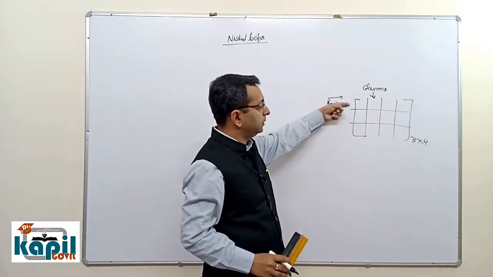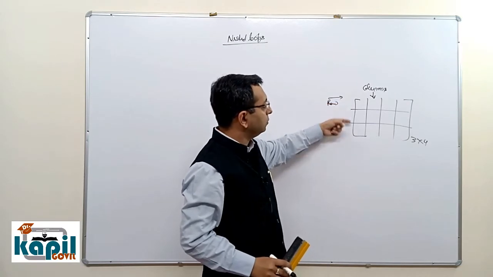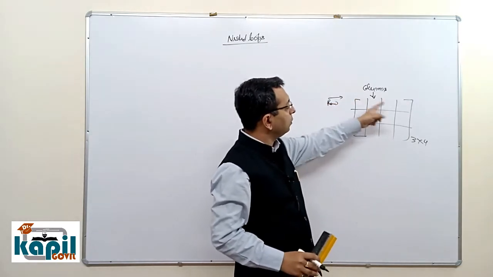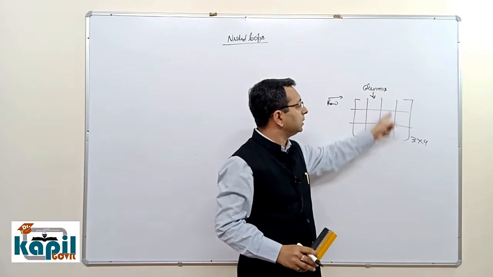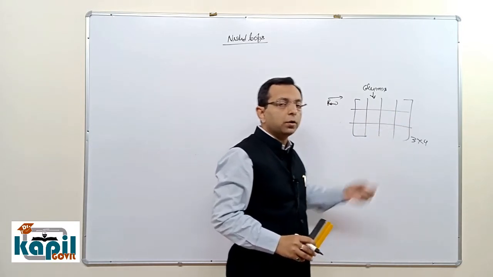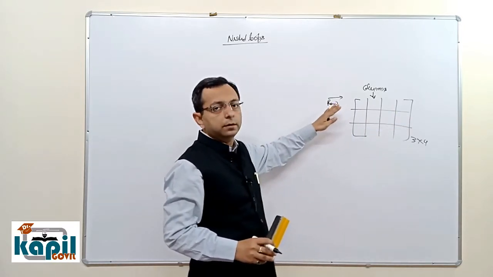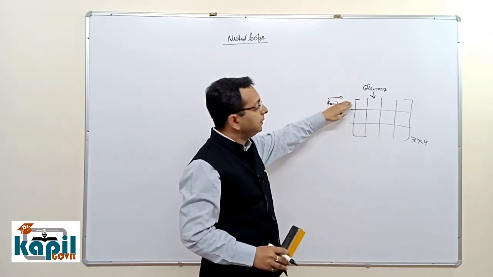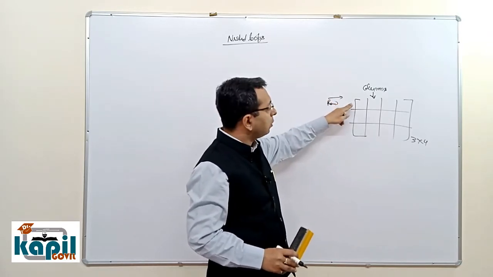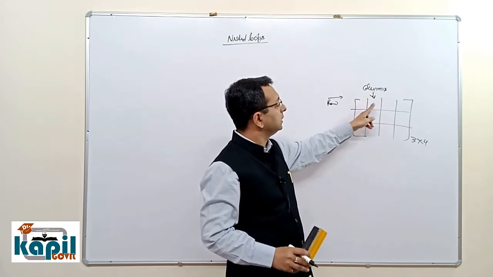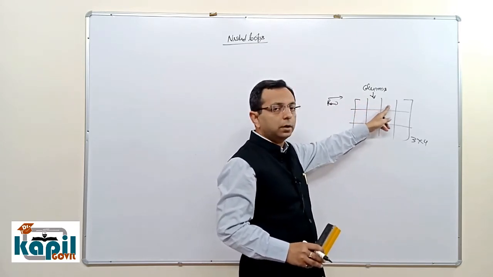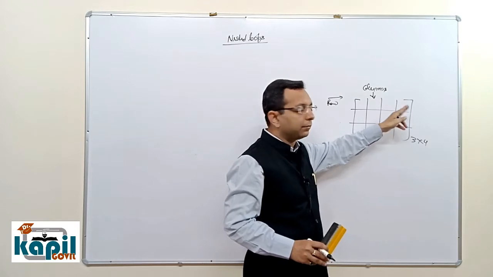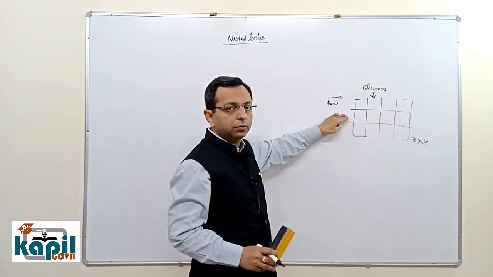There are 3 rows, row 1, row 2, row 3, and 4 columns: first column, second column, third column and fourth column. If we are using nested loops, then it will work like this. In the first row, the first column will be used, then the second column, then the third column and then the fourth column. After that, we will use the second row.